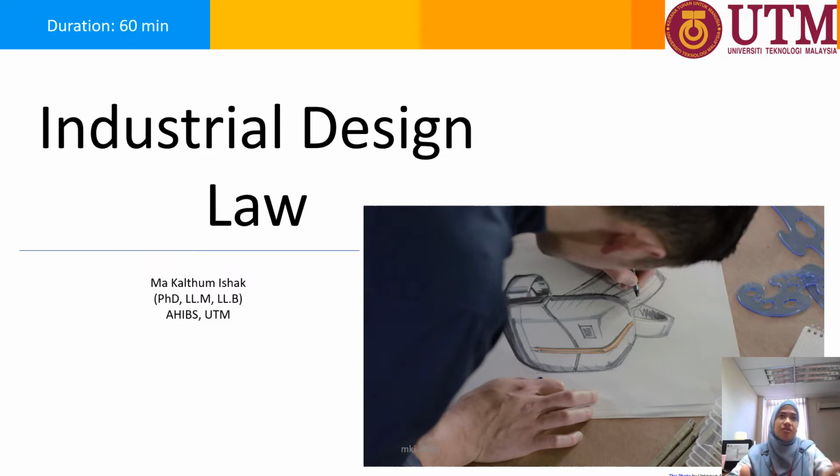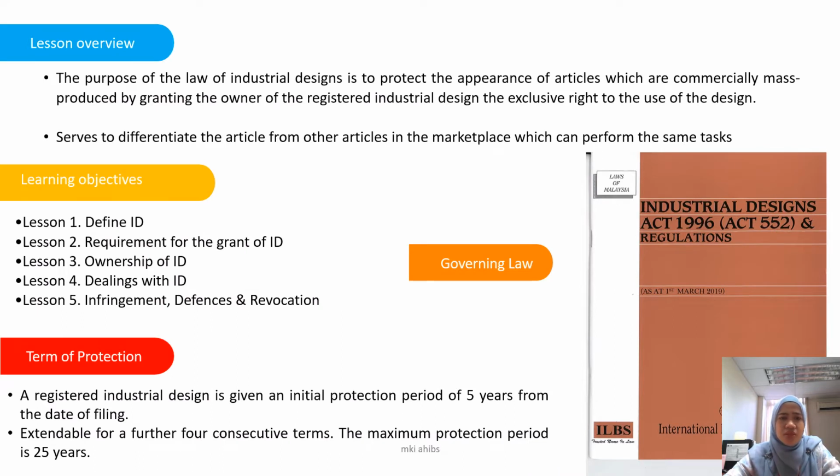Okay, this is another type of IP. We have learned about the copyright, we have learned about the trademark, we have learned about the patent. So now we are moving to the new type of IP, which is industrial design law. Okay, so what is this law all about? The purpose of the ID, industrial designs, is to protect the appearance of articles.